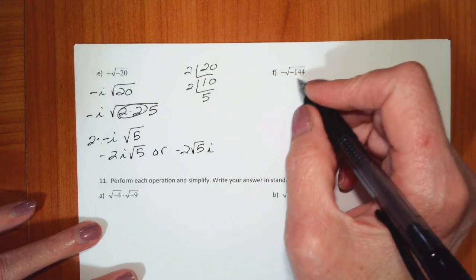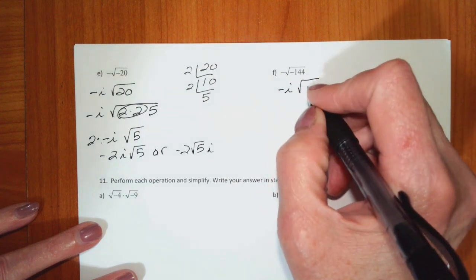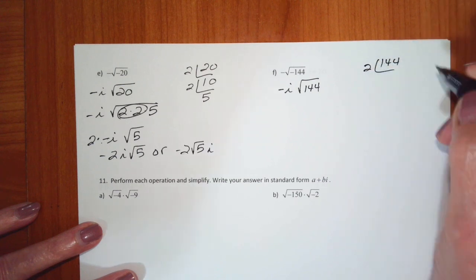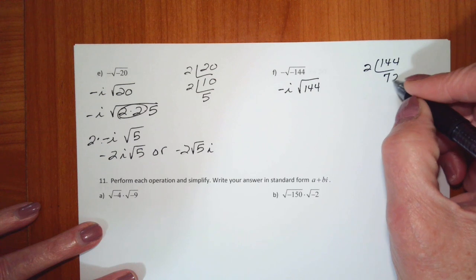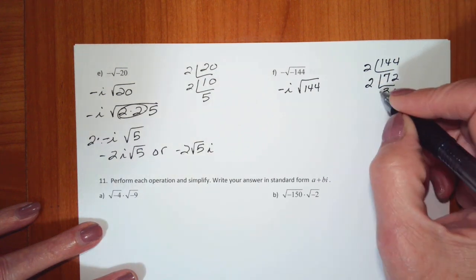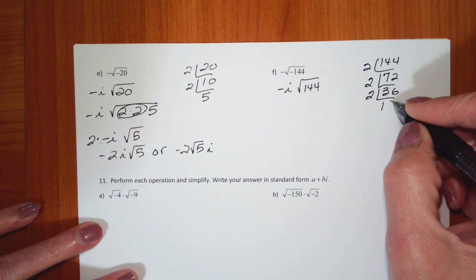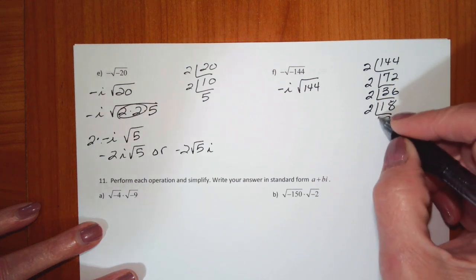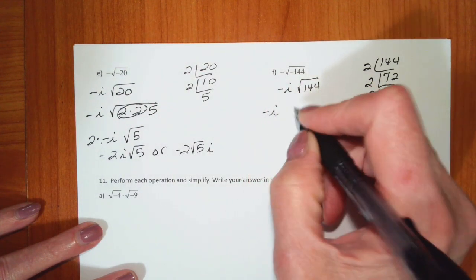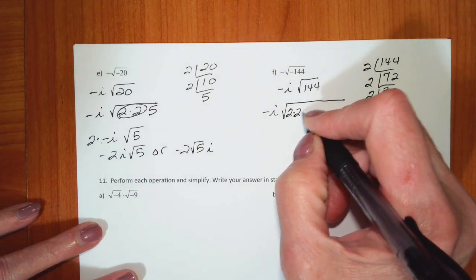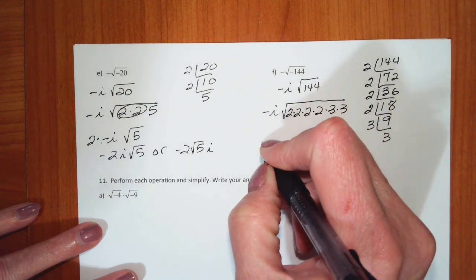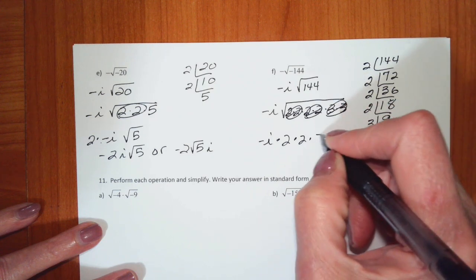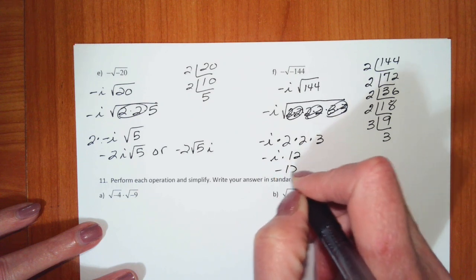If I have the opposite of the square root of -144, I take care of the i first, so this becomes -i times the square root of 144. Hopefully we know that the square root of 144 is 12. If not, it's divisible by 2, which gives me 72, divisible by 2, which is 36, divisible by 2, which is 18, divisible by 2, which is 9, and 3, and 3. So this gives me -i times the square root of 2, 2, 2, 2, 3, 3. So I have -i times 2 times 2 times 3, which is -i times 12, or -12i, and that's the preferred way on that.